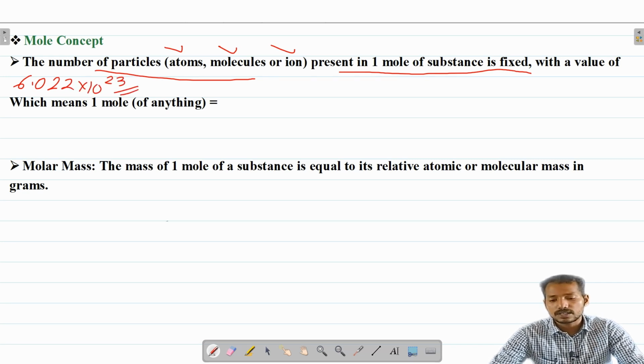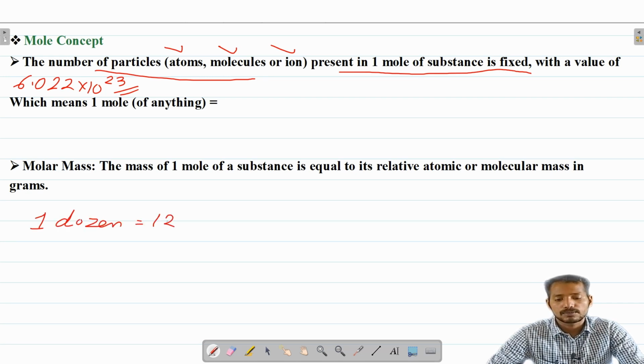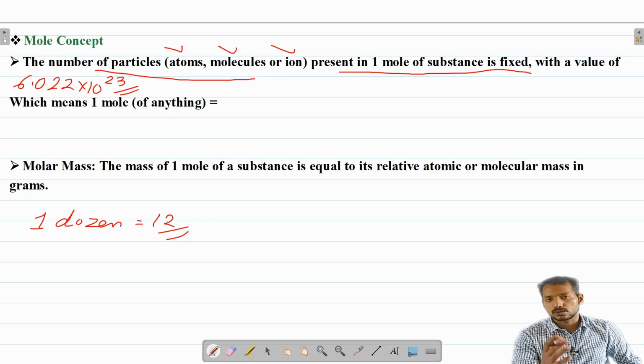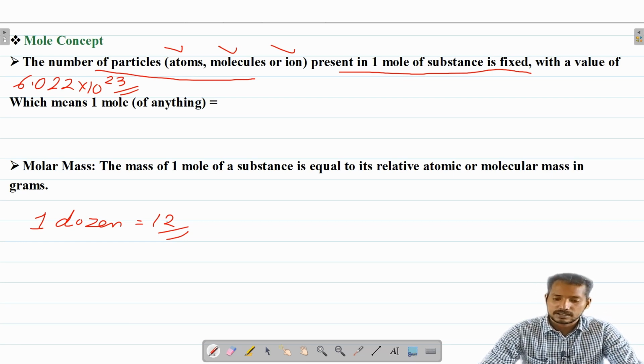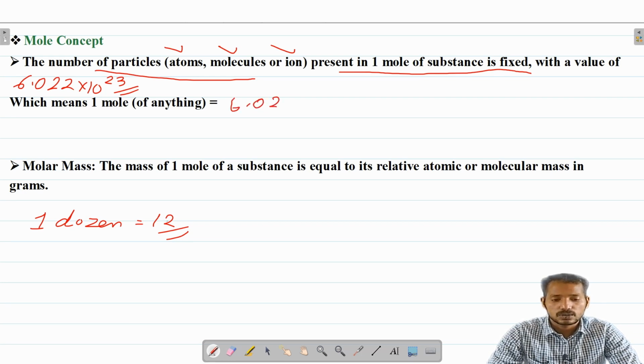Like 1 dozen is equal to 12. That is, 1 dozen chocolates is equal to 12 chocolates. 2 dozen chocolates is equal to 2 into 12 chocolates, that is 24 chocolates. Similarly, 1 mole of particles, 1 mole of anything, is equal to 6.022 into 10 raised to 23 in number.